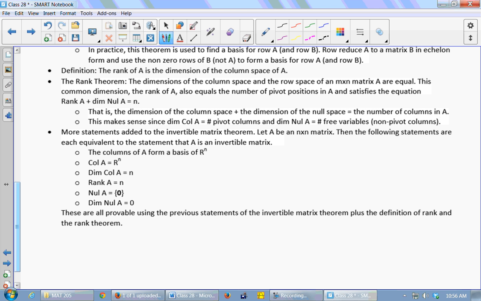So they're all provable using previous statements of the invertible matrix theorem plus the definition of rank or the rank theorem. And I just very briefly explained why they are. But you should spend some time thinking about why those things are true if it's not immediately clear.